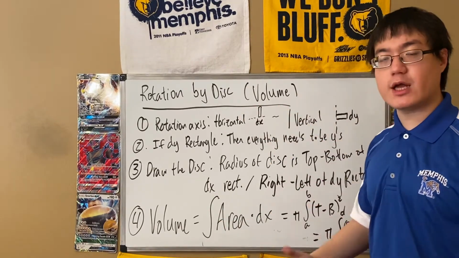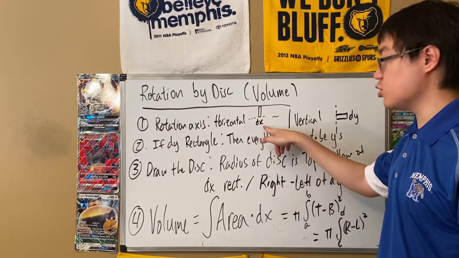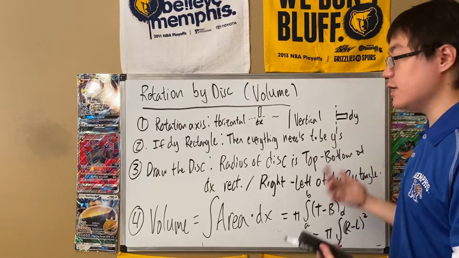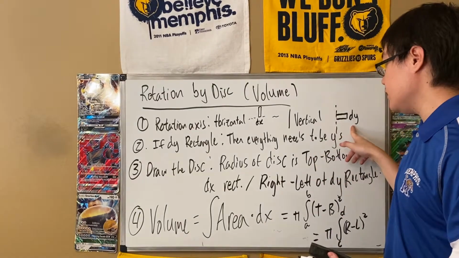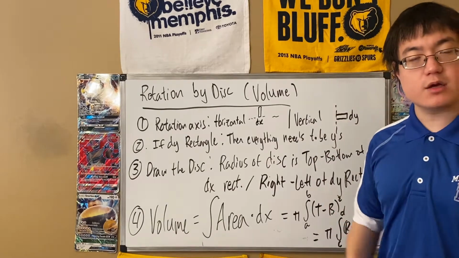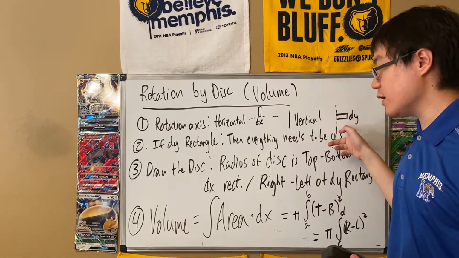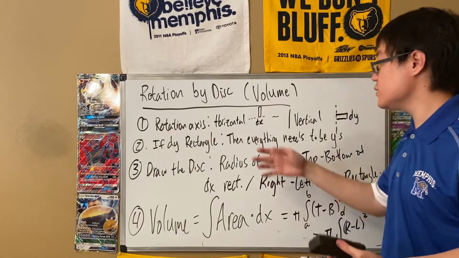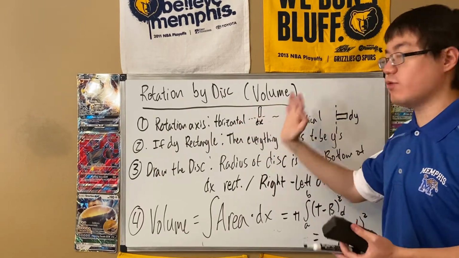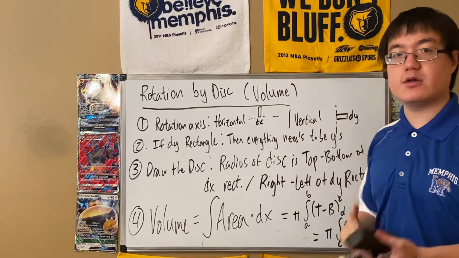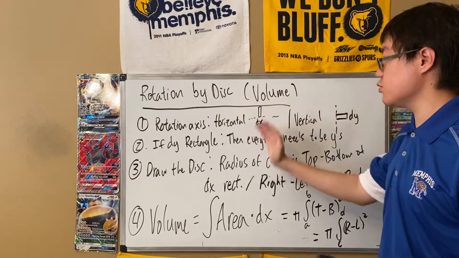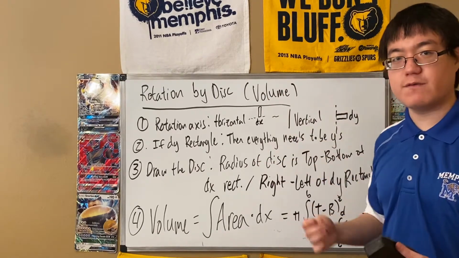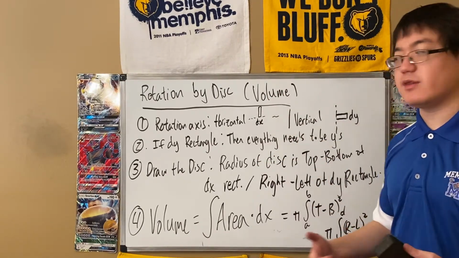So the first step is the rotation axis: for a horizontal axis, we're going to draw a dx rectangle, and for a vertical axis, we're going to draw a dy rectangle. Notice that depending on the rotation axis, your rectangle is going to be perpendicular to your axis. So if you have a horizontal axis, you're going to have a dx rectangle. If you have a vertical axis, you're going to have a dy rectangle. Hopefully I didn't contradict myself earlier, but that's what it is.